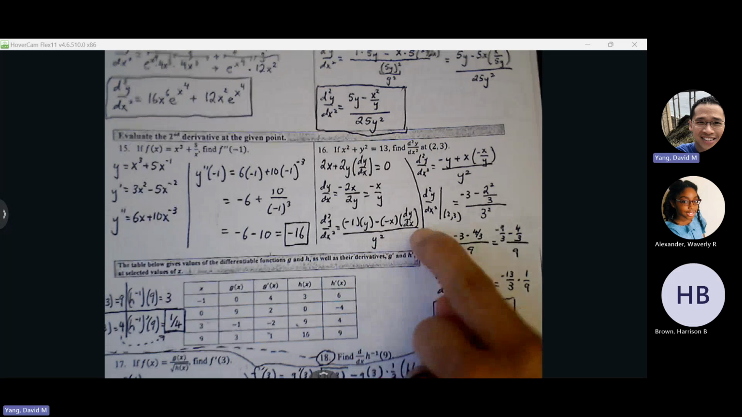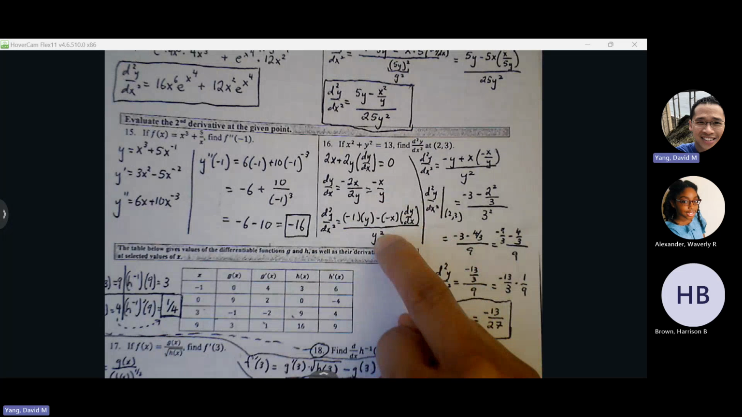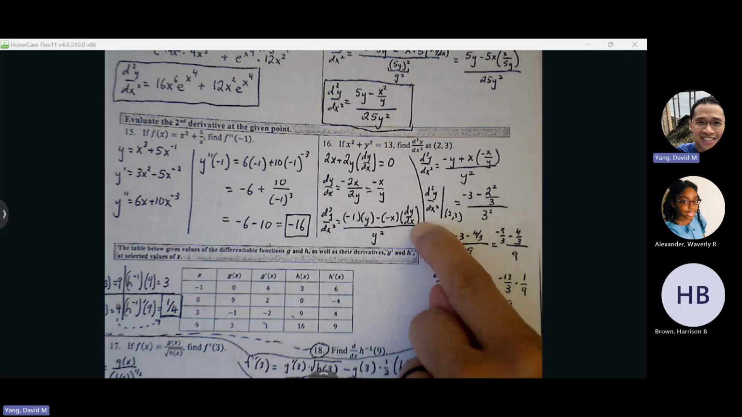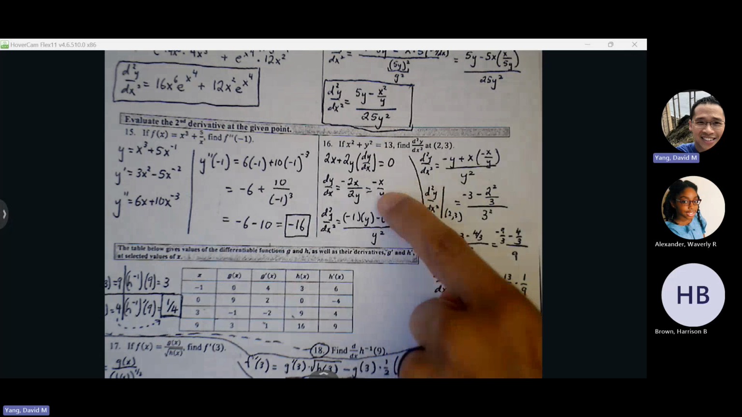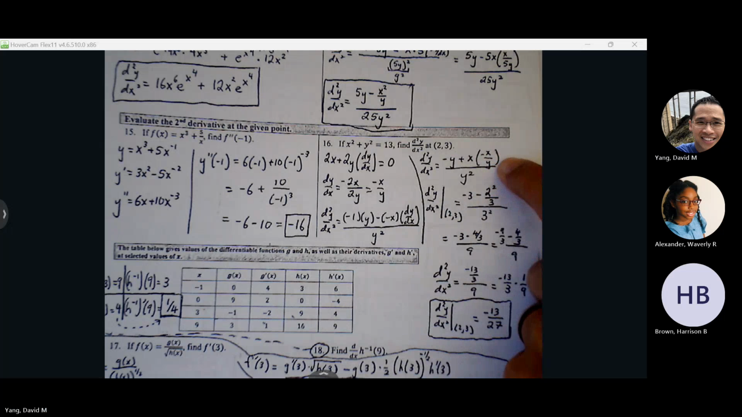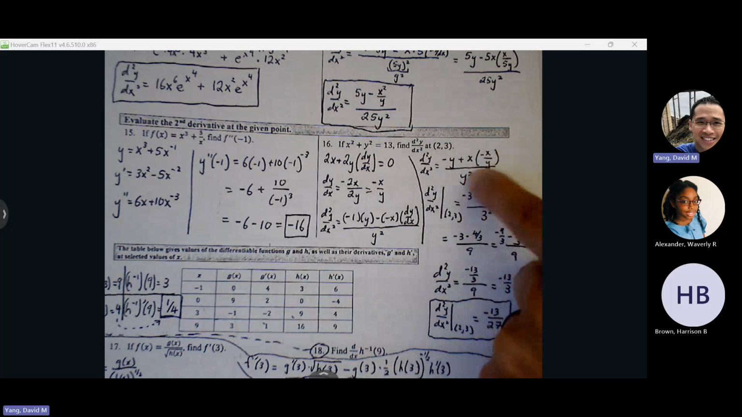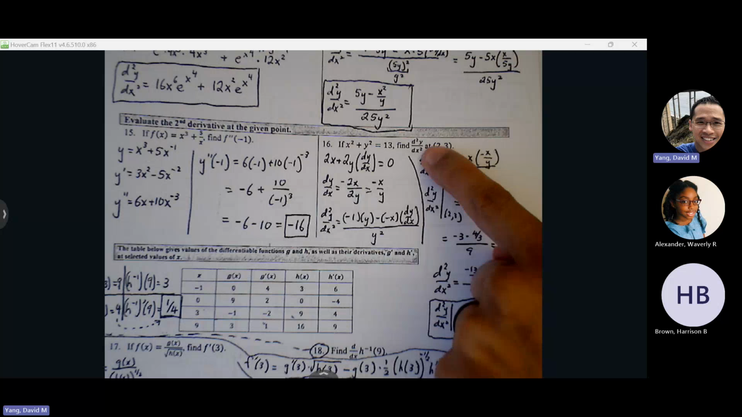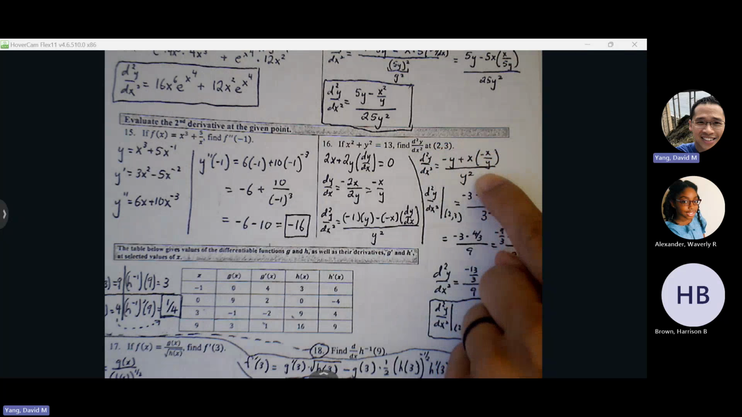Okay. So now I'm basically at my second derivative. I just want to replace dy dx in terms of x and y. So I replace that dy dx with negative x over y. And from here, it's not asking for me to find the second derivative. It's just asking to find the second derivative at the order pair 2, 3. So I don't want to do so much cleanup.